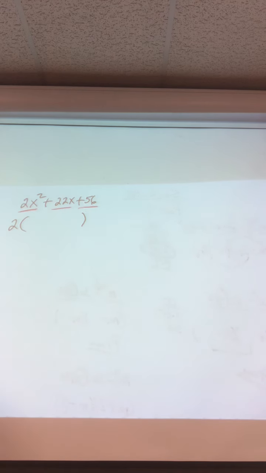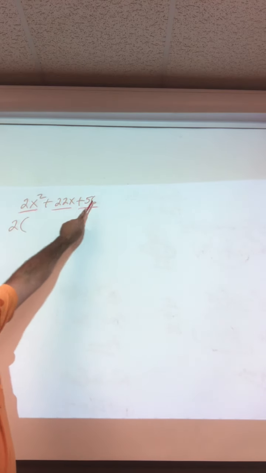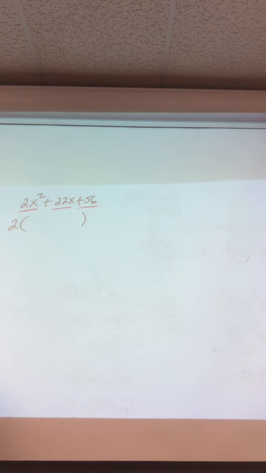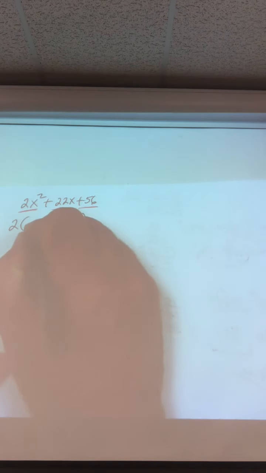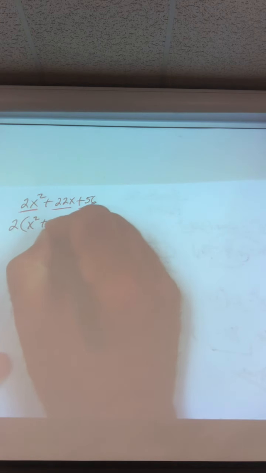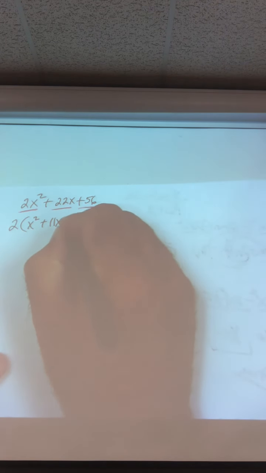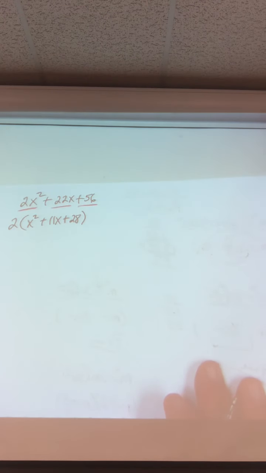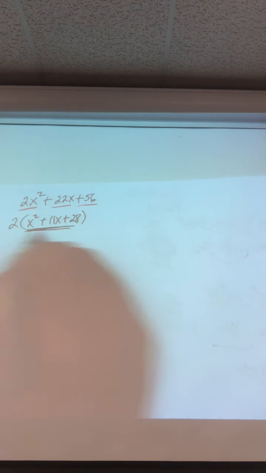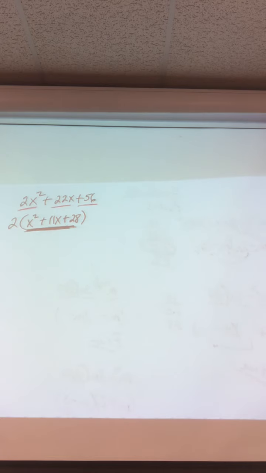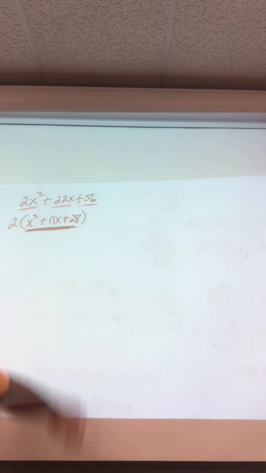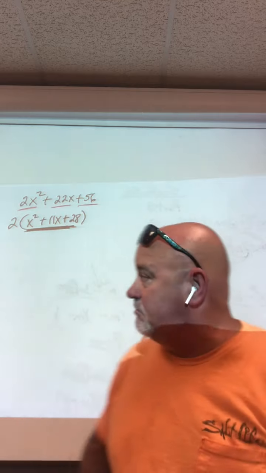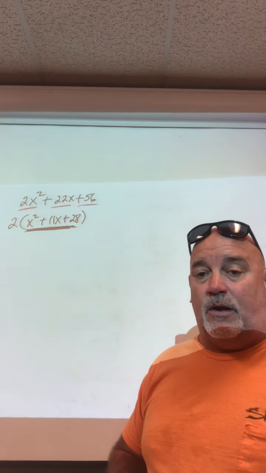Now, you say, well, 2x. No, they don't all have an x in it. So your GCF is just 2. All right, when I factor out the 2, look at what I'm left with. X squared plus 11x plus 28. Now, before you stop, look at this. Doesn't this look just like the ones we've been doing? Yes, it looks like those easy case trinomials.